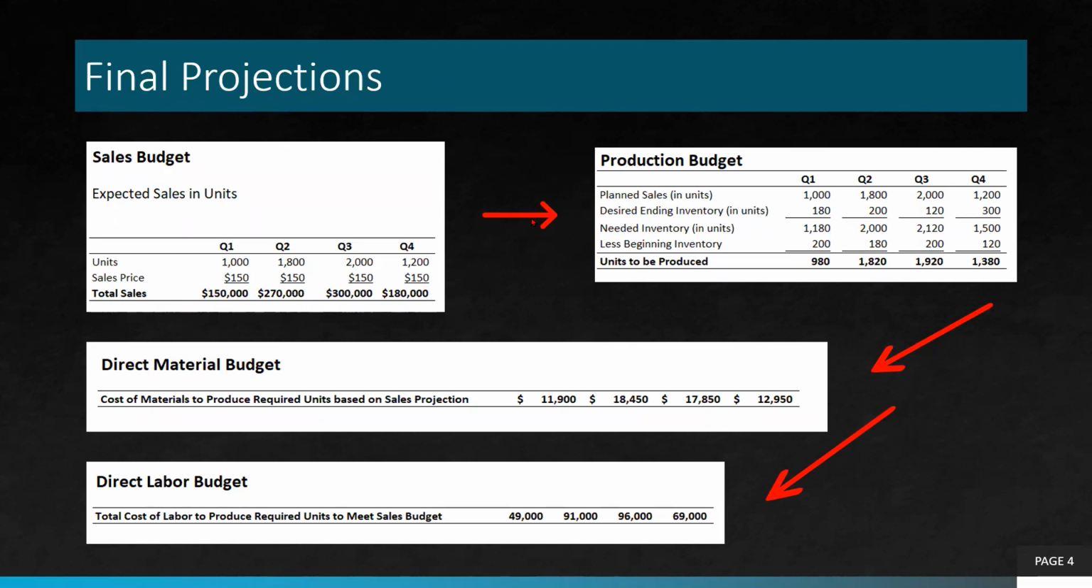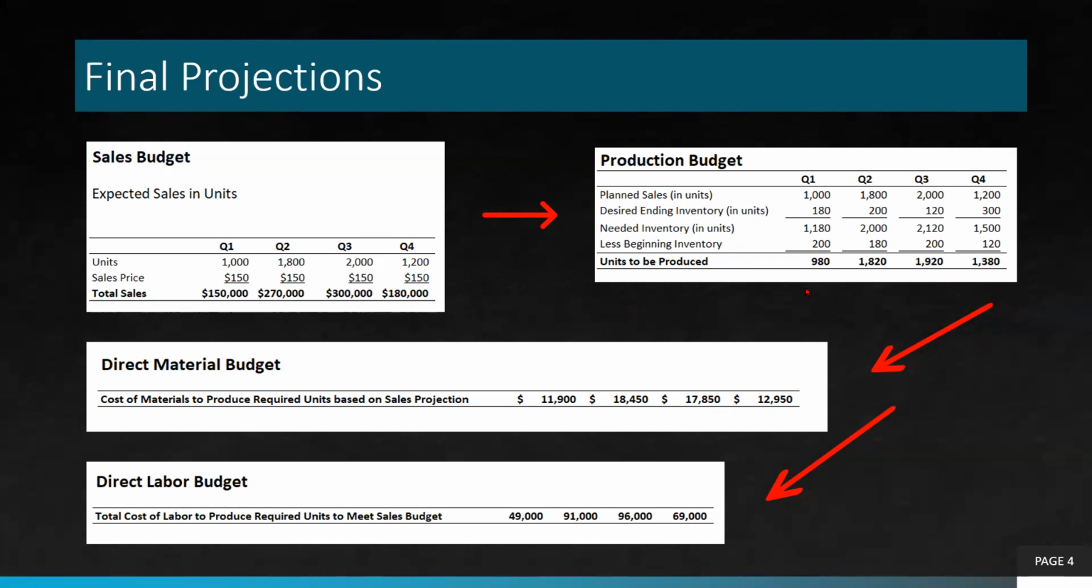And from that, we said, okay, in order to achieve these units and sales, what will we need to produce? How many units do we need to produce to achieve this sales budget? And we went through the planned sales in the production budget, and then we factored in our desired ending inventory and our beginning inventory, and it gave us a total of 980, 1820, 1920, and 1380 for Q1 through Q4. These are the number of units that need to be produced to achieve this sales goal.